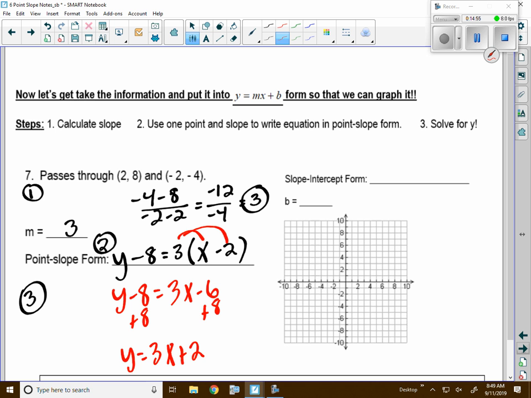Okay, moving on. Are we okay on here? Y equals 3x plus 2? We okay on getting to that? Yeah, okay. So the reason that we get there is because then we can graph. The point is to be able to graph this. So we know that the slope intercept form is y equals 3x plus 2.